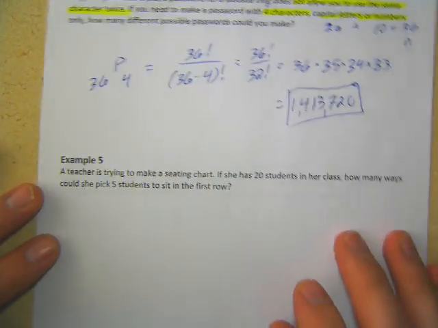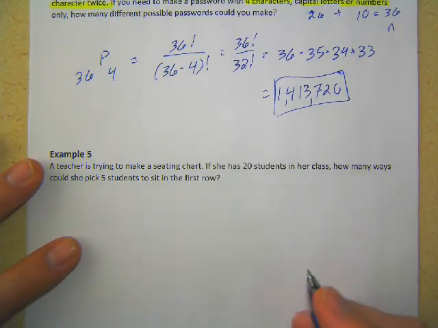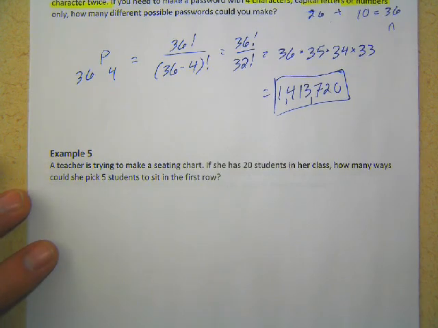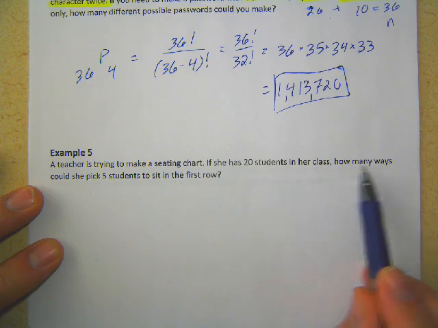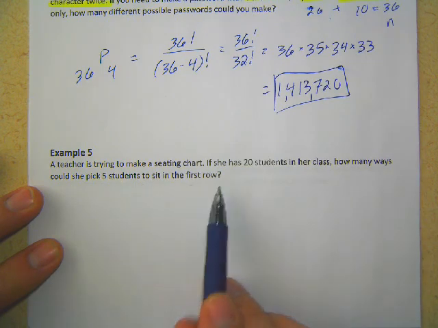Again, to know it's a permutation, we look for whether order matters, and whether repetition is allowed. So say a teacher is trying to make a seating chart. If she has 20 students in her class, how many ways could she pick 5 students to sit in the first row?